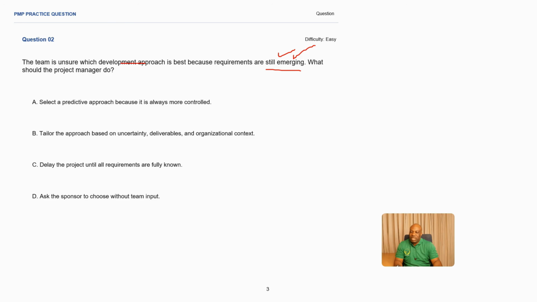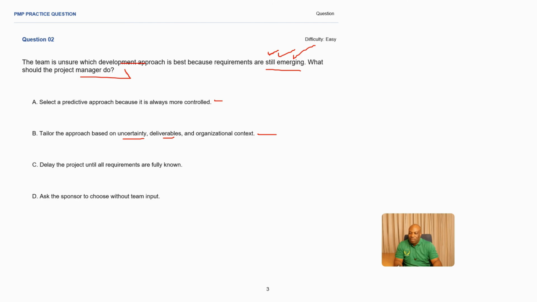What should the project manager do? Okay, so let's go to the answers. Number 1, select a predictive approach because it is always more controlled. Okay, but if the requirements are still coming in, most likely this is not a predictive approach. So we leave this one for now. Tailor the approach based on uncertainty, deliverables, and organizational context, okay.